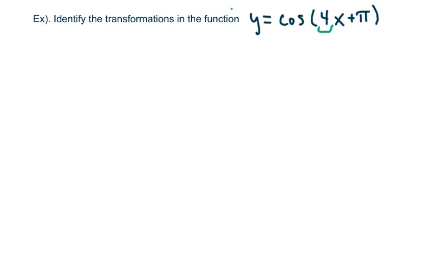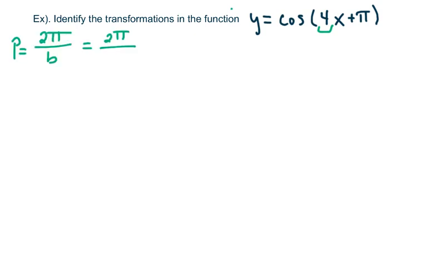So hopefully you recall that the 4 in front of the x represents the frequency. It tells you how many cycles are going to occur over a span of 2 pi radians. And we're using 2 pi because that's the period of the parent function, y equals cosine of x. So in this function, we would have 4 cycles every 2 pi radians.